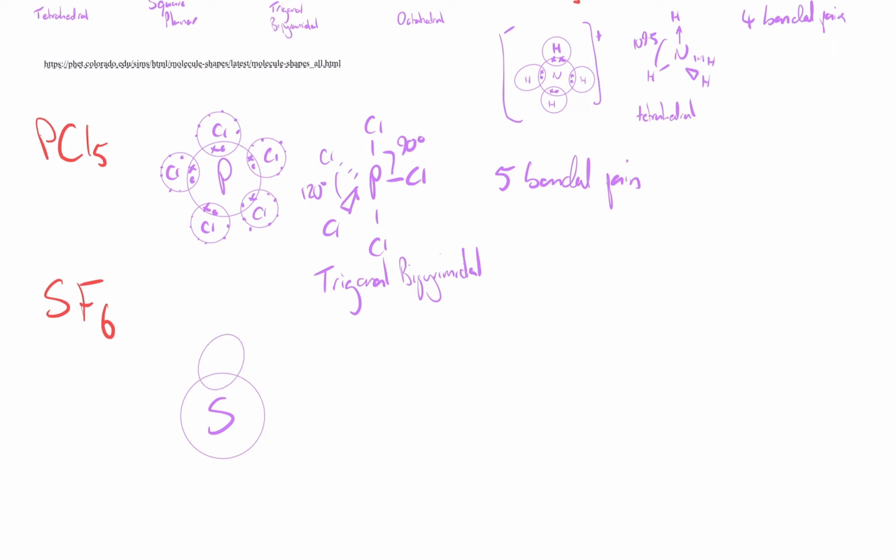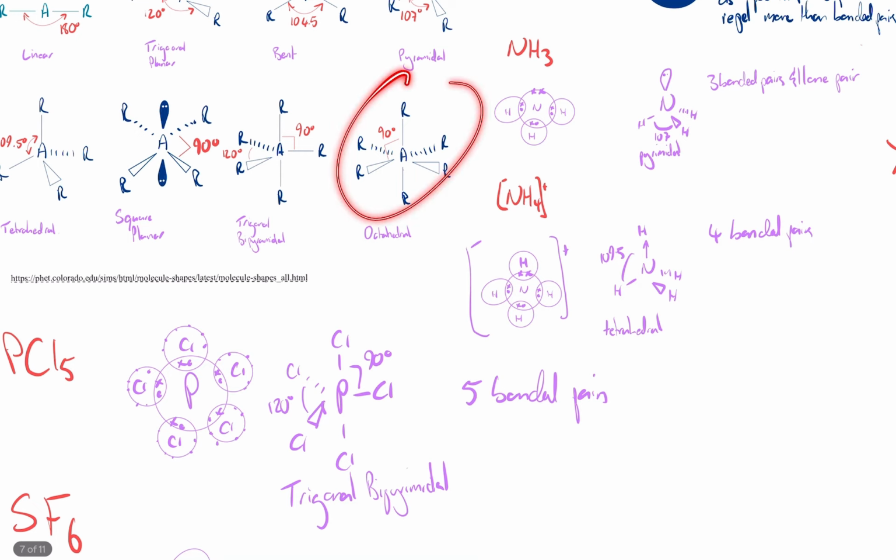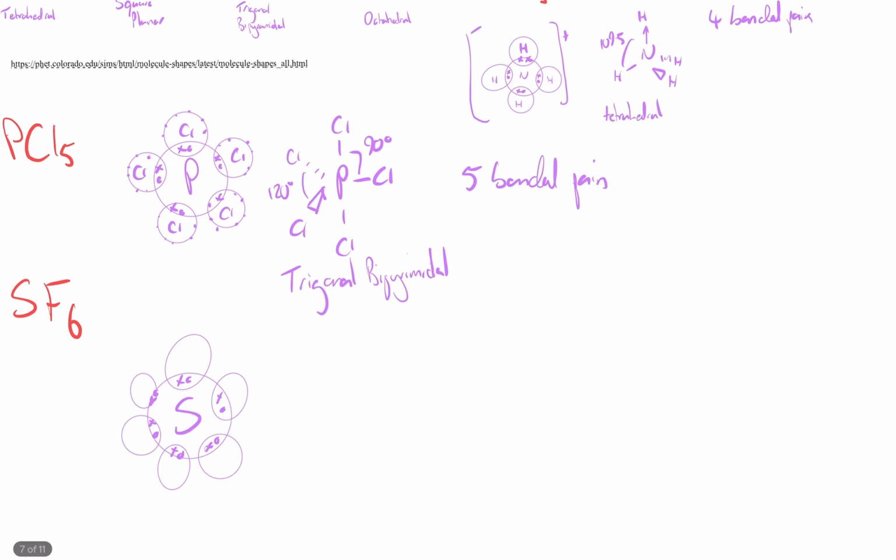1, 2, 3, 4, 5, 6. I'm not going to add the fluorine or the rest of fluorine's electrons because we don't need that for this bit, but clearly we've got 1, 2, 3, 4, 5, 6 bonded pairs, so it's going to be octahedral. That's going to look like this.